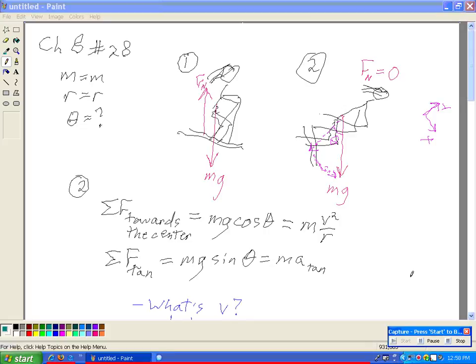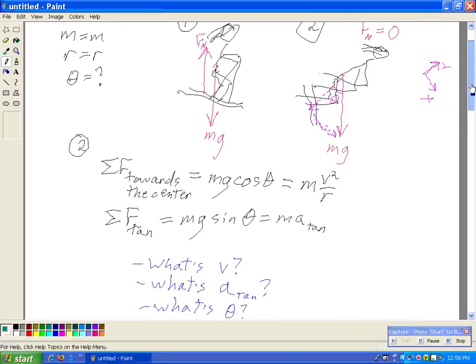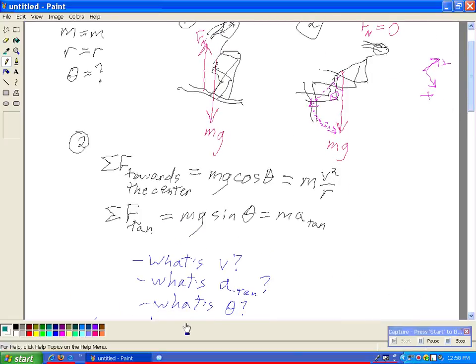Okay, so this is chapter 8, number 28, part 2. We found two formulas that use theta. But our question is, what's the velocity? That's unknown. What's the tangential acceleration? Unknown. And what's theta? We have too many unknowns.